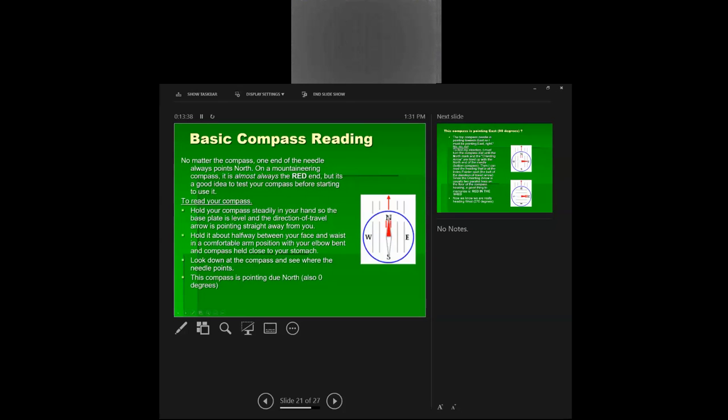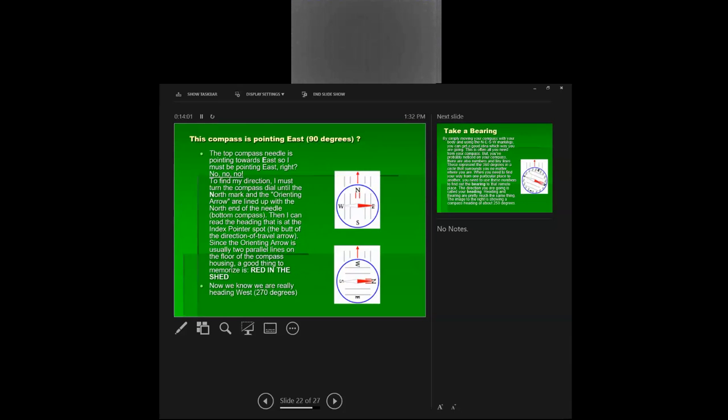You'll hold your compass steadily, somewhere between your face and your waist, and make sure it's away from your body so you don't have any metal or anything like that that might mess it up. And then your red arrow is what you need to get lined up, and that will point to north. Not even talking about declination, that is what we call 0 degrees.